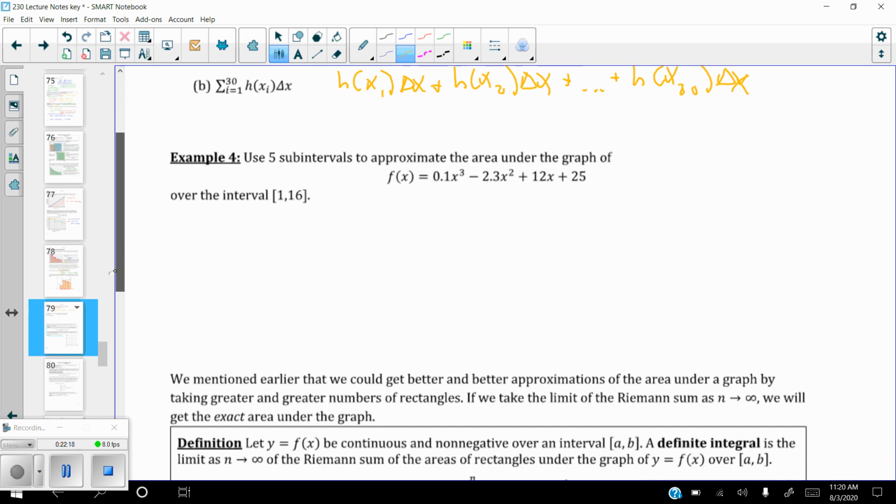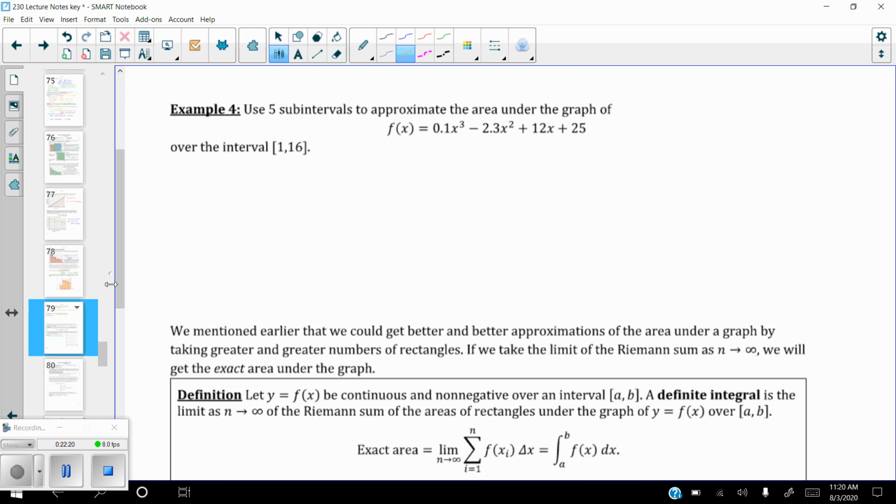All right, a couple more examples. All right, in example 4, you could go ahead and plug this into your calculator just so you get an idea of what the graph looks like. It's not really necessary to do in our case. We want to use 5 subintervals to approximate the area under the curve of the given graph. So in order for us to do that, we need to figure out, first of all, it says 5 subintervals. So we need to figure out how far each subinterval is going to be.